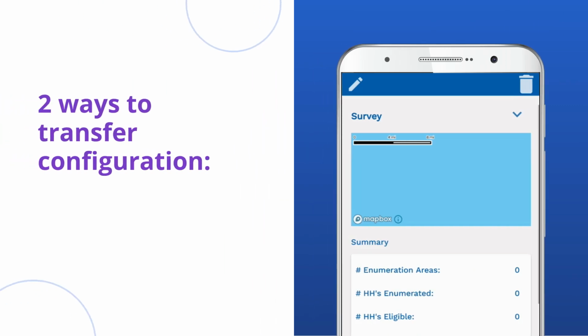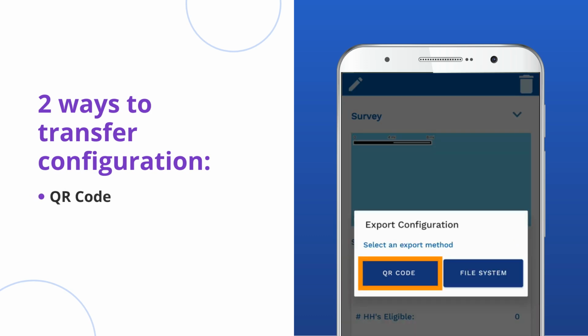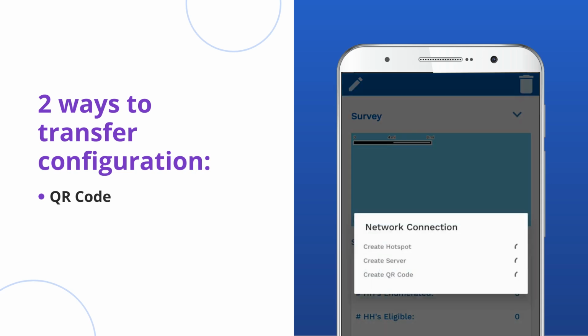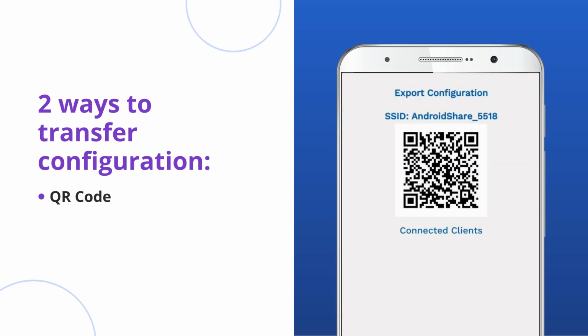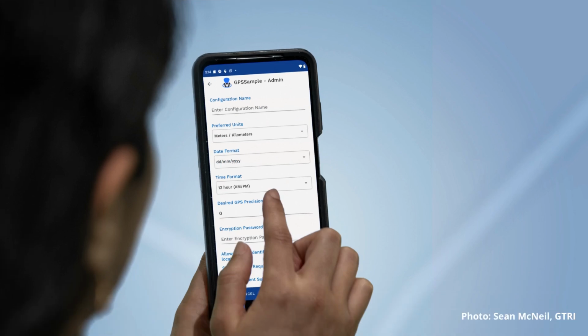Next, you'll be transferring your new configuration to supervisors. After you tap Export Configuration, there are 2 ways to do the transfer. You can use a QR code to transfer the data, or use a file system transfer. You can then email this file to your supervisors. We just set up our first configuration and study in GPSSample.